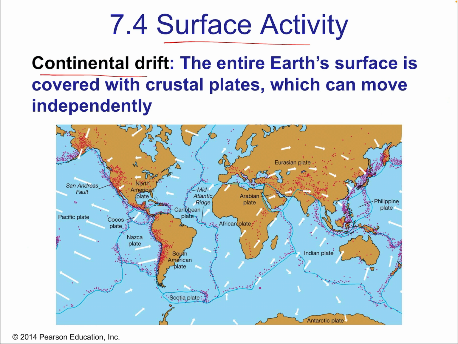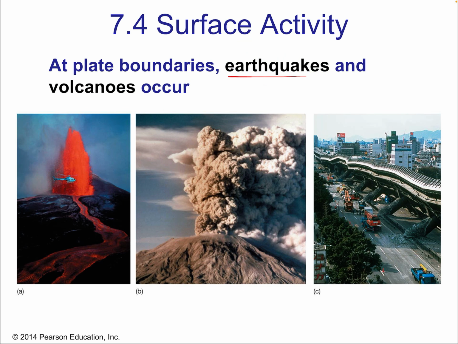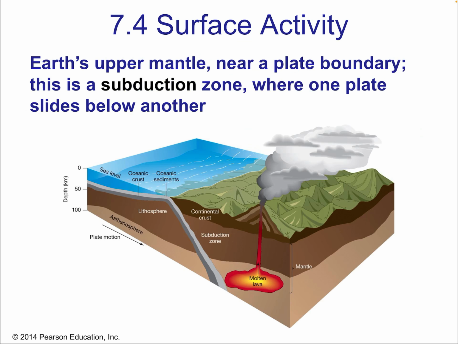Continental drift. What's that? Well, that's all about plate tectonics and the resulting earthquakes when plates push against each other. So the entire Earth's surface is covered with crustal plates, which can move independent from one another. Very fascinating thing about our planet. At plate boundaries, we have earthquakes and volcanoes. Okay? So in Earth's upper mantle near a plate boundary, we have an example of a subduction zone where one plate slides underneath another. That produces molten lava and a ridge of volcanoes as the lighter plate melts as it gets pushed down deeper into the planet.